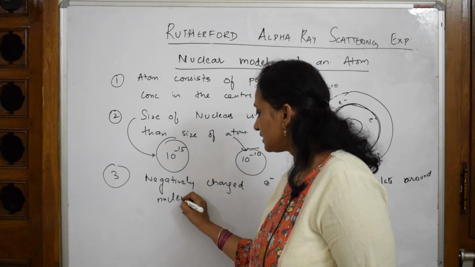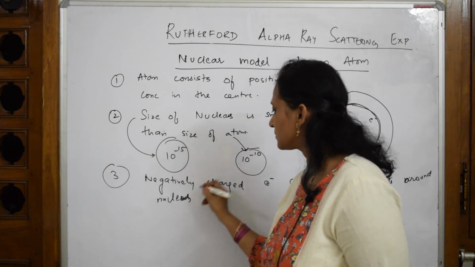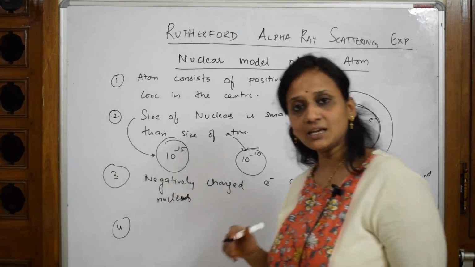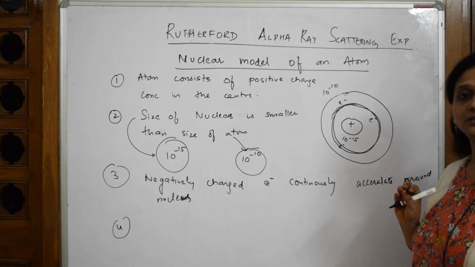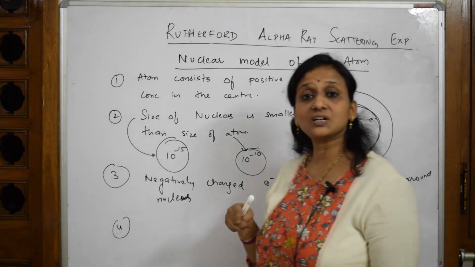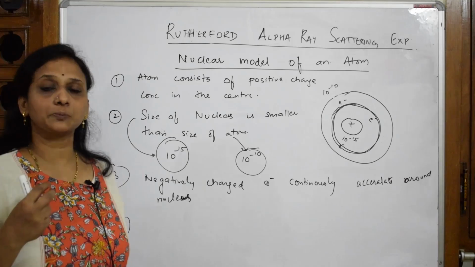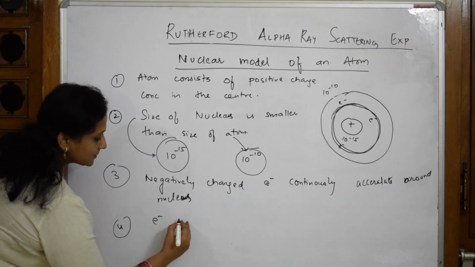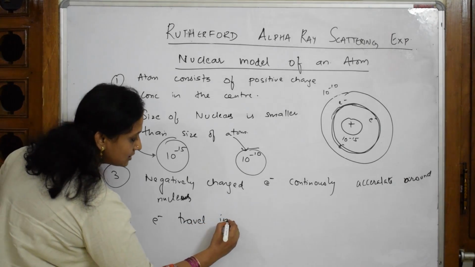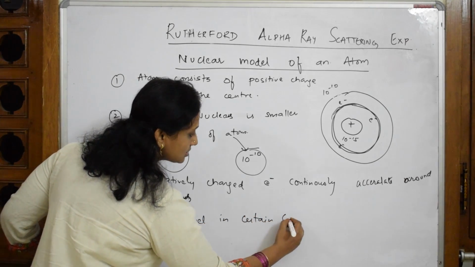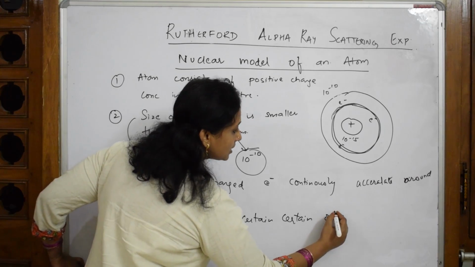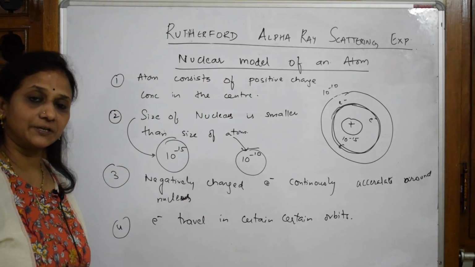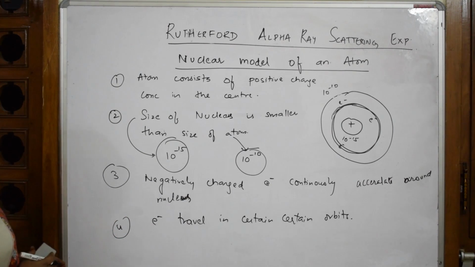Now after that he came to the next important information. Thus these electrons are traveling in orbits. This orbit concept was actually proposed by Bohr. So they said it's moving in certain orbits. So electrons travel in certain orbits. But he has not named the orbits as K, L, M shells like Bohr. He has just given this word.